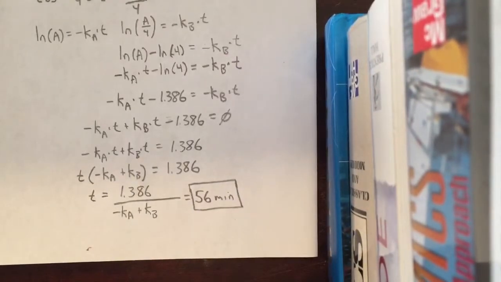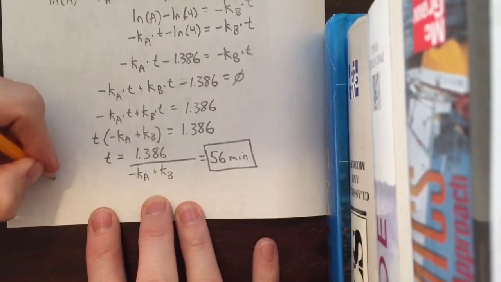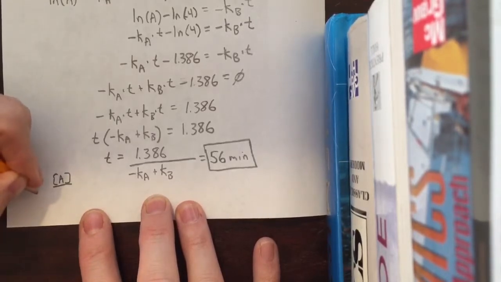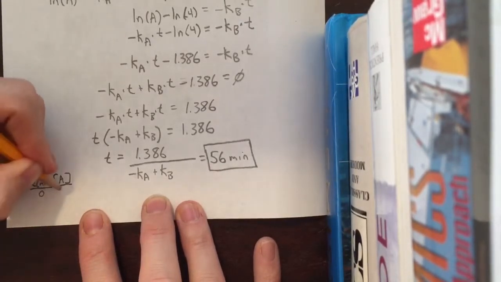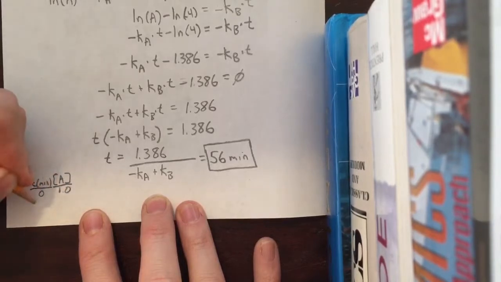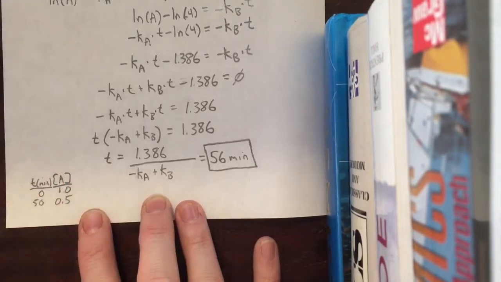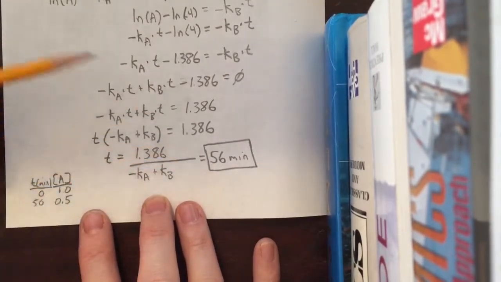Let's think about it a moment. After 50 minutes, the concentration of A should be, so let's write it this way, concentration of A, and let's write time in minutes. It starts off at 1. After 50 minutes, it should be down to 0.5. Okay, well, this is around 50 minutes, not exactly 50 minutes, but it's close to it.